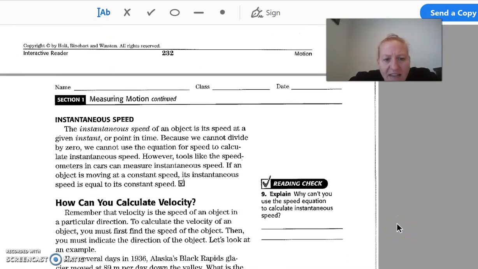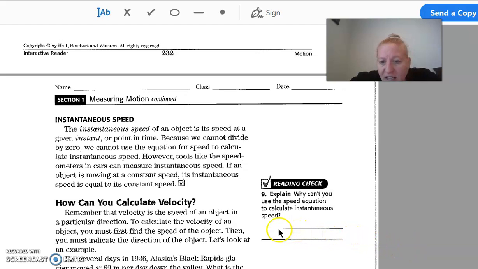Instantaneous speed. The instantaneous speed of an object is its speed at a given instant or a point in time. Because we cannot divide by 0, we cannot use the equation for speed to calculate instantaneous speed. However, tools like the speedometers in cars can measure instantaneous speed. If an object is moving at a constant speed, its instantaneous speed is equal to its constant speed.